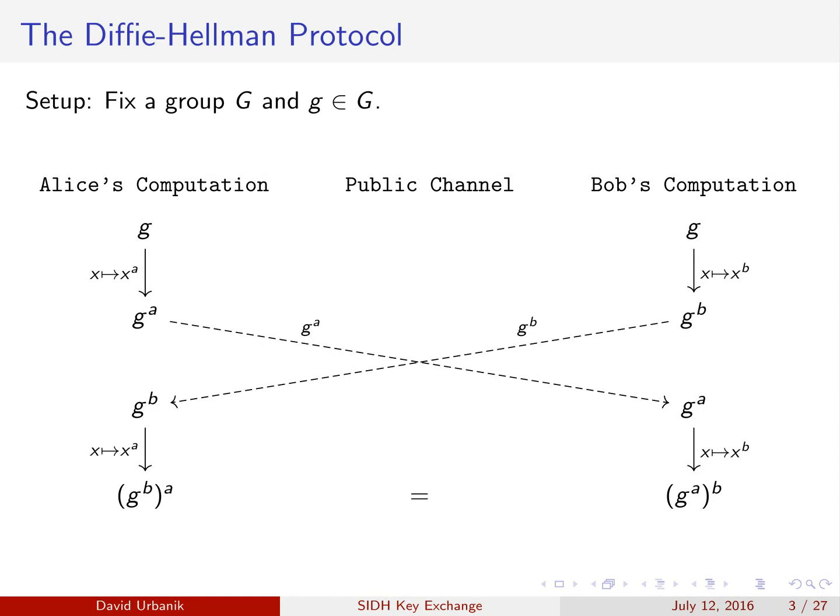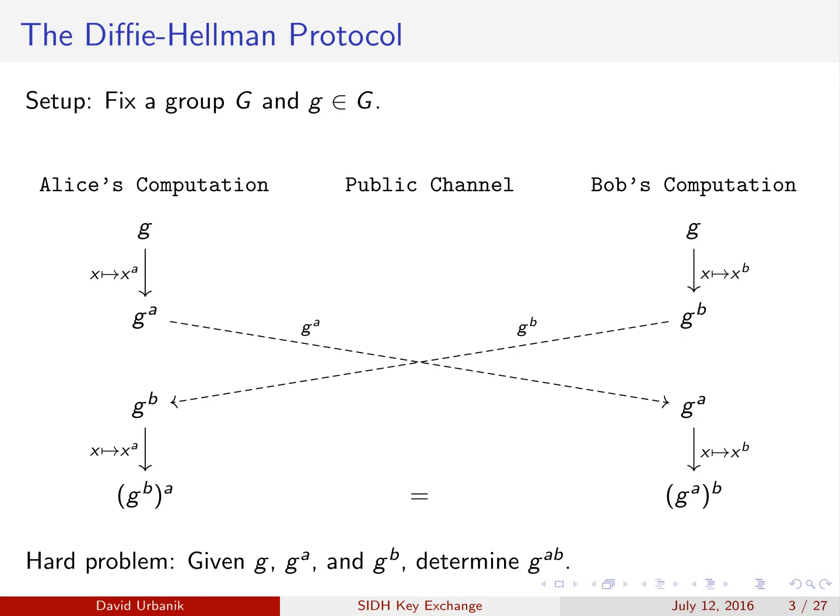They then send the results of their computation over the public channel, and then they apply their exponentiation map to each other's results. And because these two maps commute with each other, they both end up with g to the a, to the b, which is the same as g to the b, to the a, and they can take this value to be their shared secret. And the key point here is that in certain groups, this problem of determining g to the ab from the public information, which is sent over the public channel and also consists of the group capital G and the whole protocol, is hard.